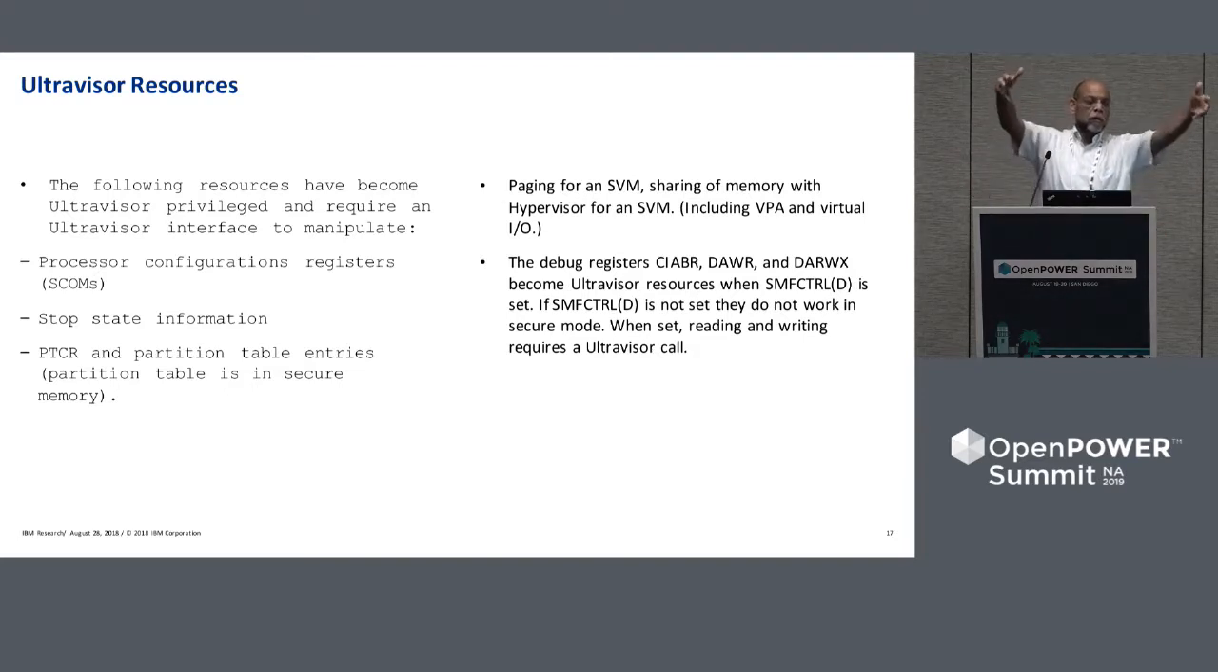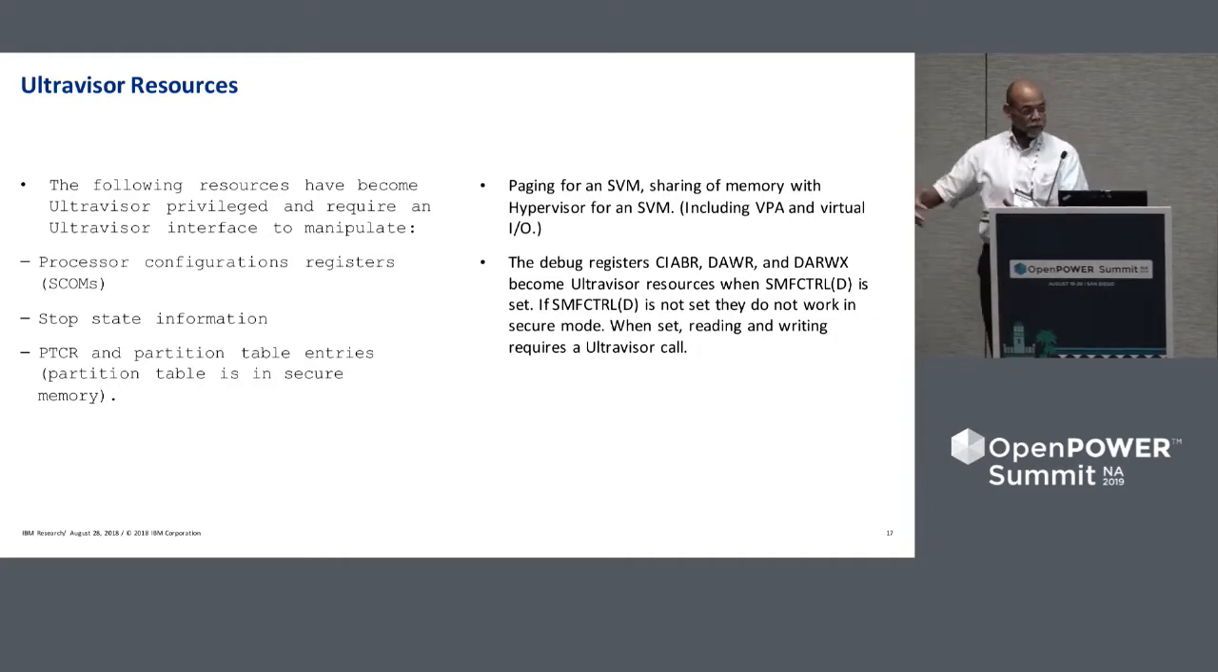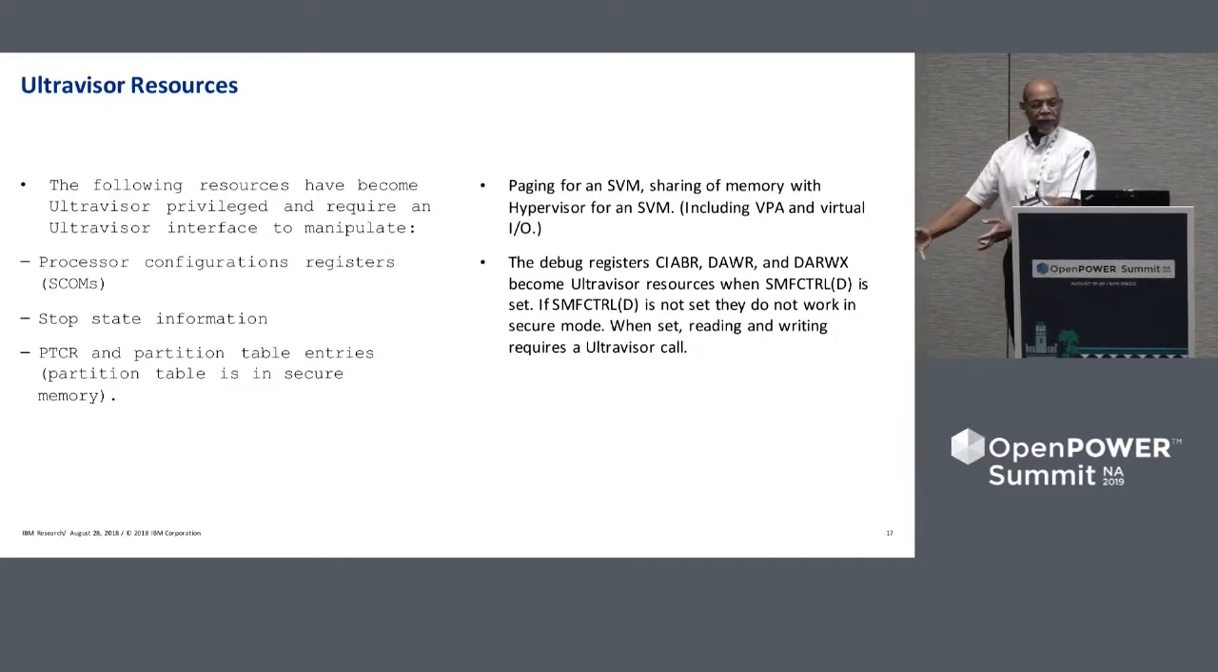That's because if you could put arbitrary addresses in there as a hypervisor, you could do bad things. So we also, paging for the SVM is managed by the hypervisor, but the Ultravisor manages the SVM memory. If you think of memory as this side being normal memory and this side being secure memory, the secure virtual machine is over here on the right, and if the hypervisor wants to page it out or reduce its space, it has to say, well, I need that paged.